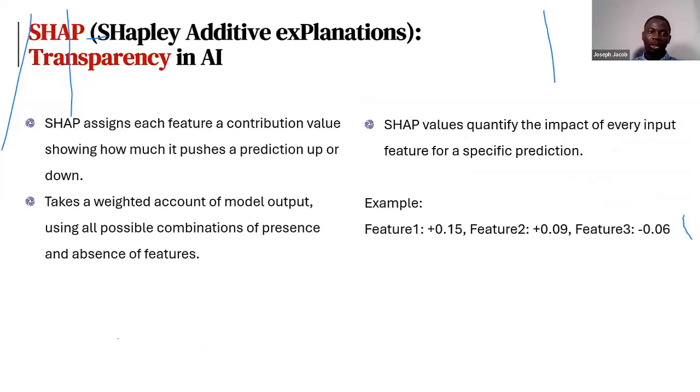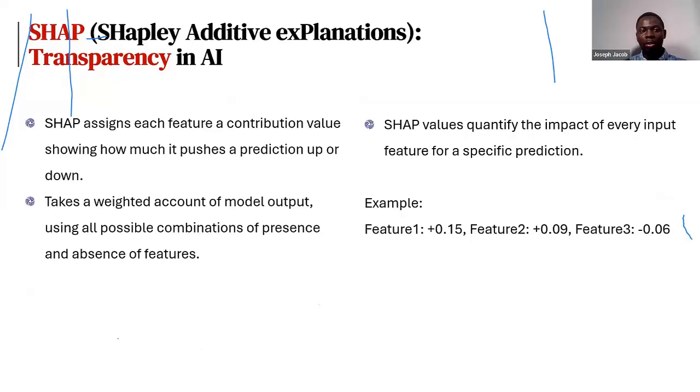SHapley Additive exPlanations, which is transparency in AI. Dr. Iba mentioned SHAP when she talked about transparency. And what does SHAP do? SHAP assigns a score to each feature. When you train your model, there are several features, so it takes each feature and assigns a specific score to it, meaning this is the percentage this feature adds to your model prediction.